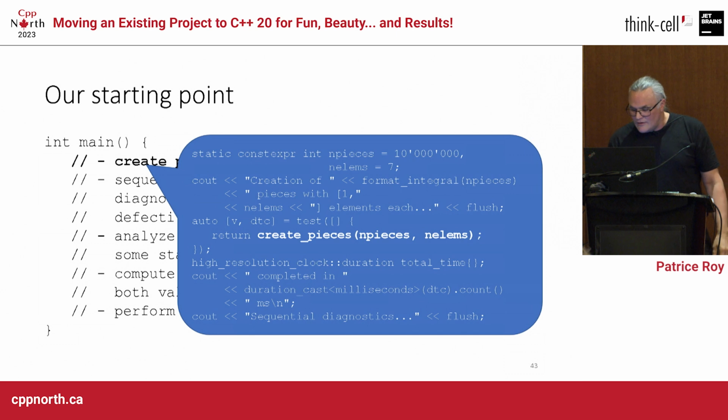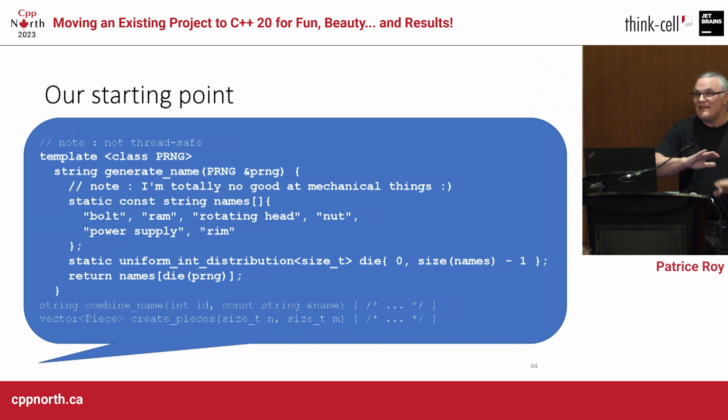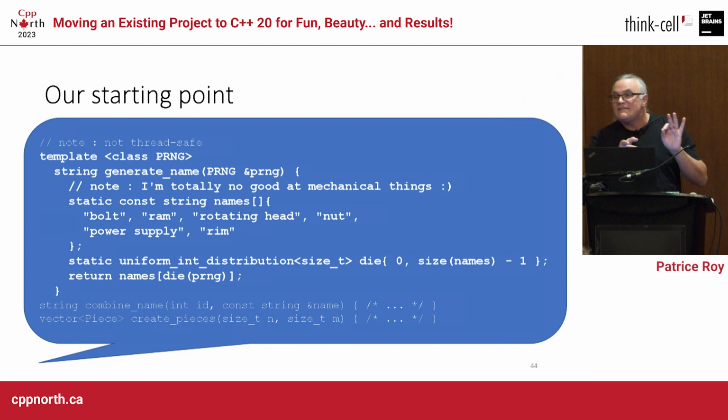Fine. So creating pieces, what does it involve for me? Well, I need names. And I really am not a mechanical person. Okay? So I found names that I thought looked like mechanical pieces names. So not bolt, power supply. No clue if it's relevant. Okay? But that's okay. People laughed at me. That's fine. And I have this dice that I'm going to roll to pick a name at random, which means that my code is not thread safe. Cool, but that's okay. It's not meant for multi-threaded code, but it still deserves some kind of comment.